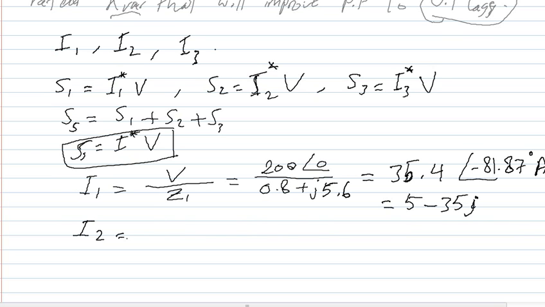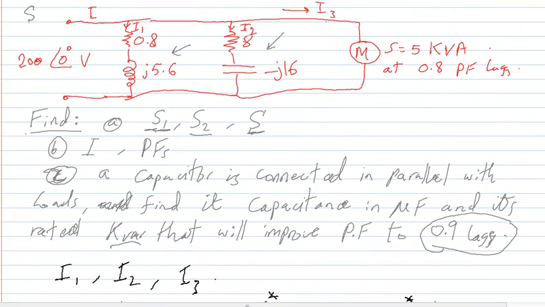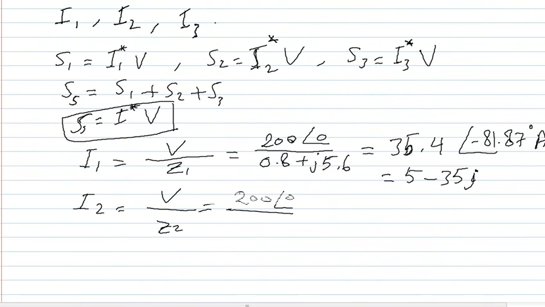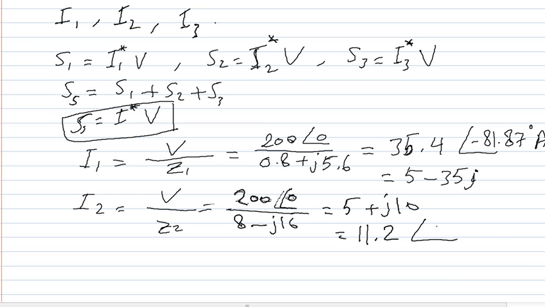Now for I2 the same thing, V over Z2 will be equal to 200 angle 0 over the impedance, which is 8 minus J16, and this will give 5 plus J10, or 11.2 with an angle of 63.43 degrees ampere.